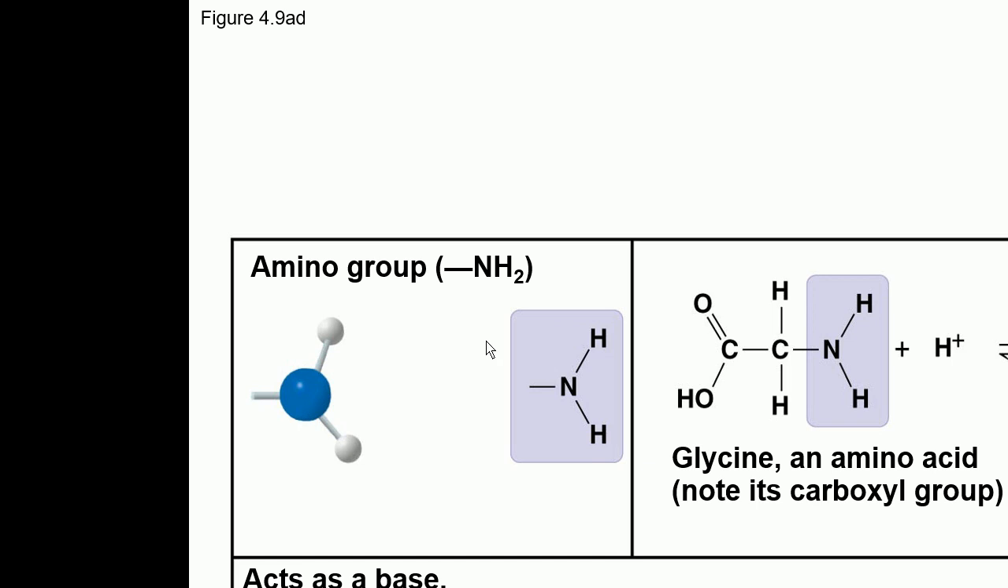This is an example of an amino acid called glycine. We will talk about these more in the next chapter. Glycine, which is an amino acid, has a group called the amino group, and this amino group can accept protons. This is the ionized form of the amino group when it has accepted the proton. So this group acts as a base.